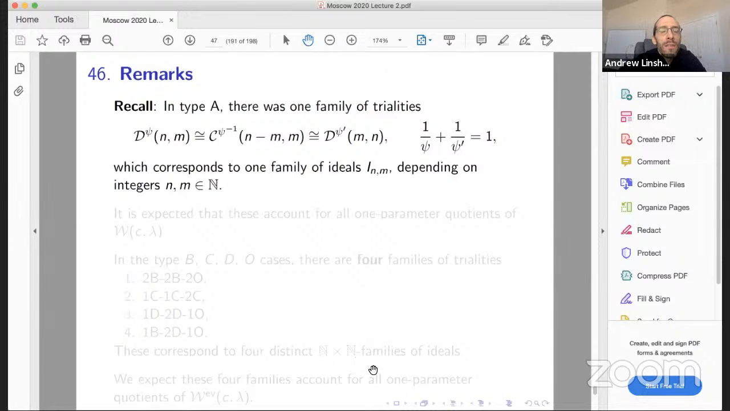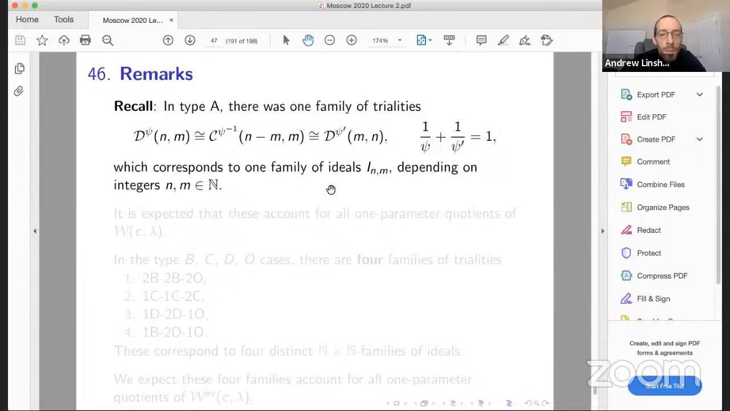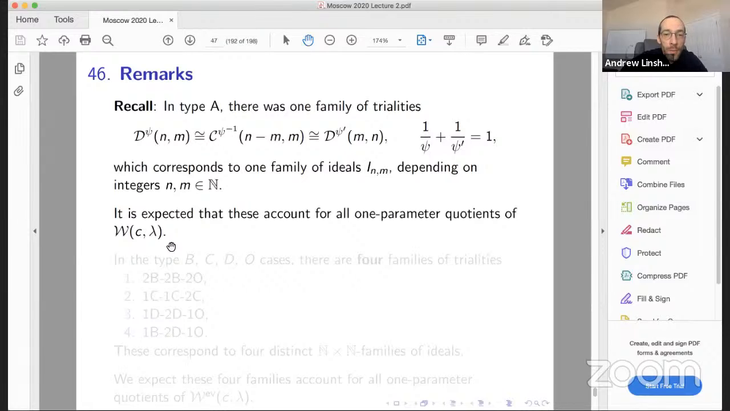Okay, so in type A, there is only one family of trialities. So even though I have two different kinds of algebras, I have these C's and D's, they realize the same curves. I just have different parameterizations of the same curve. And so it suffices to write down all the ideals in one shot, and then there are various presentations of reality. So one thing which is an open question that is to me very intriguing, but I don't really know how to approach this, is that it's expected that all the one parameter quotients of WC lambda, meaning the ones where it truncates, where the ideal is, if I take this ideal, then the VOA becomes non-simple.